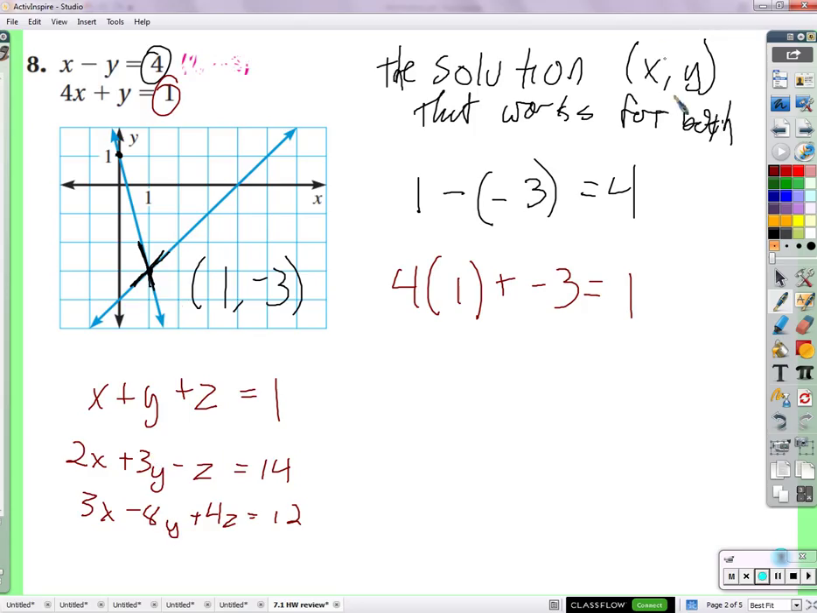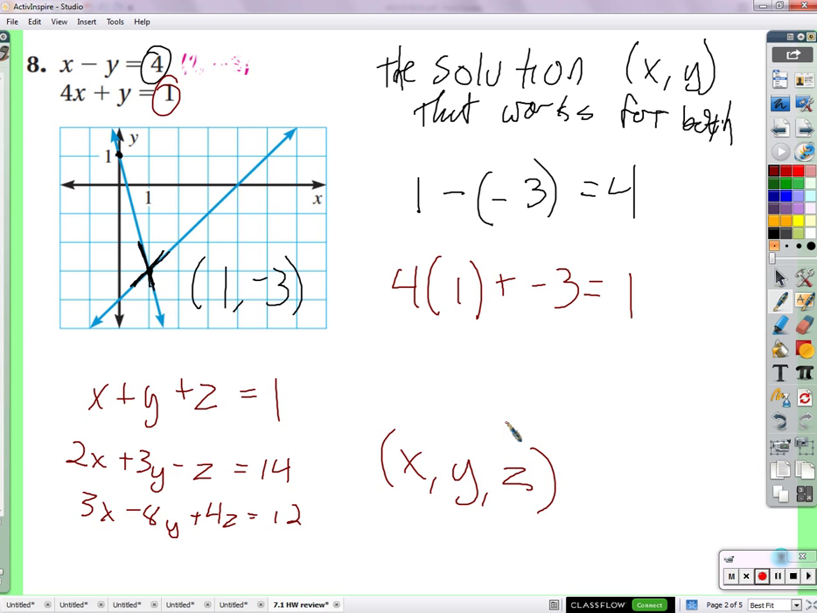Using this as an example, this is what the solution to this system looks like. It looks like an x and a y that solves both of these equations. So what would the solution to a system with three equations, each of which has three variables, look like? X, y, and z. An x, a y, and a z.